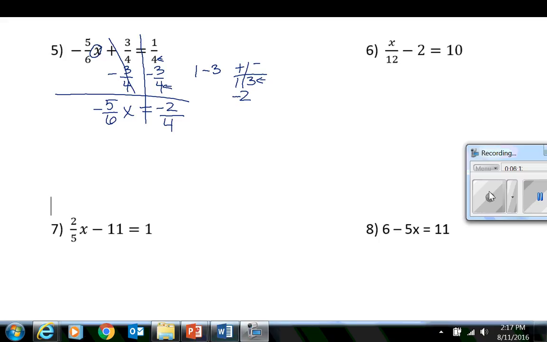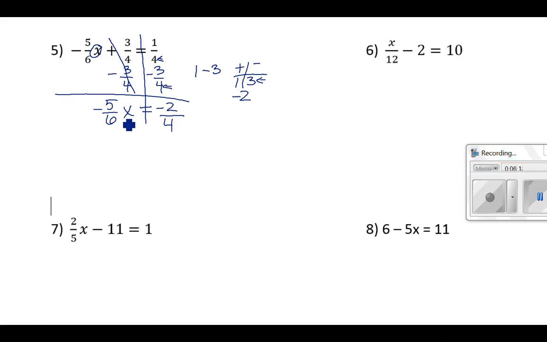I still have a fraction, and a fraction always means division. And I'm still trying to get this x by itself, so I'm going to look at that side, and I'm going to notice that negative 5 over 6. So division means I have to multiply to get out of it. So I'm going to multiply both sides, and I'm going to show that by putting parentheses around both sides, and I'm going to multiply by the reciprocal, because we have to do the opposite. So negative 6 over 5.